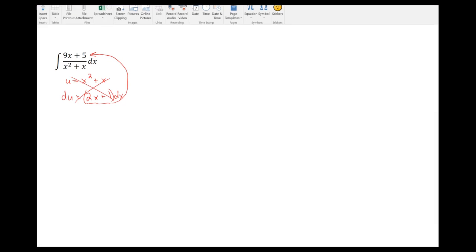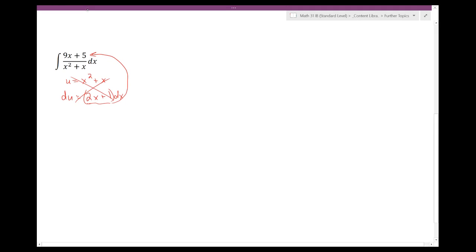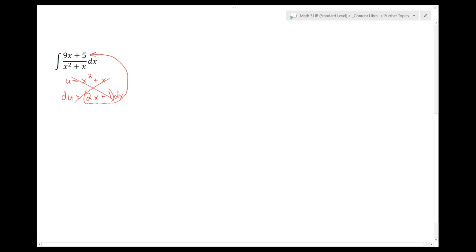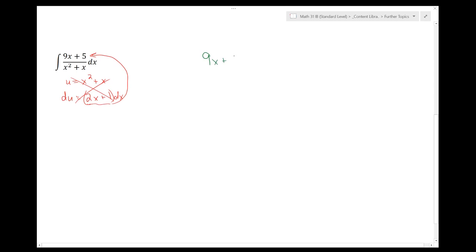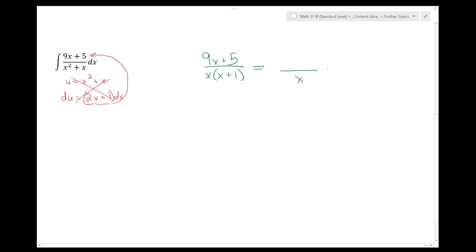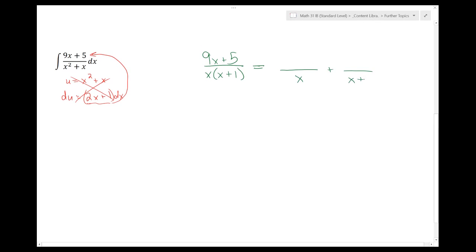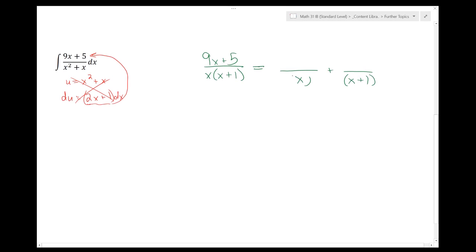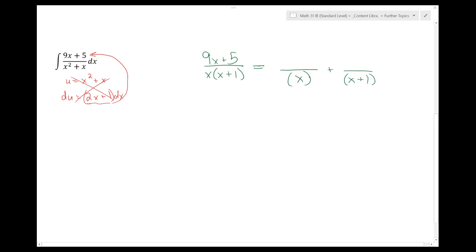So what I'm going to do instead is break this fraction up into simpler fractions. I'm going to express 9x plus 5 over, and I'm going to factor that denominator, x times x plus 1. I'm going to express it as the sum of two fractions whose denominators are x and x plus 1, so two more basic fractions with those individual parts. Because x and x plus 1 share no factors, the lowest common denominator here to put these two fractions together would be x times x plus 1, and that's what I have over on the other side.